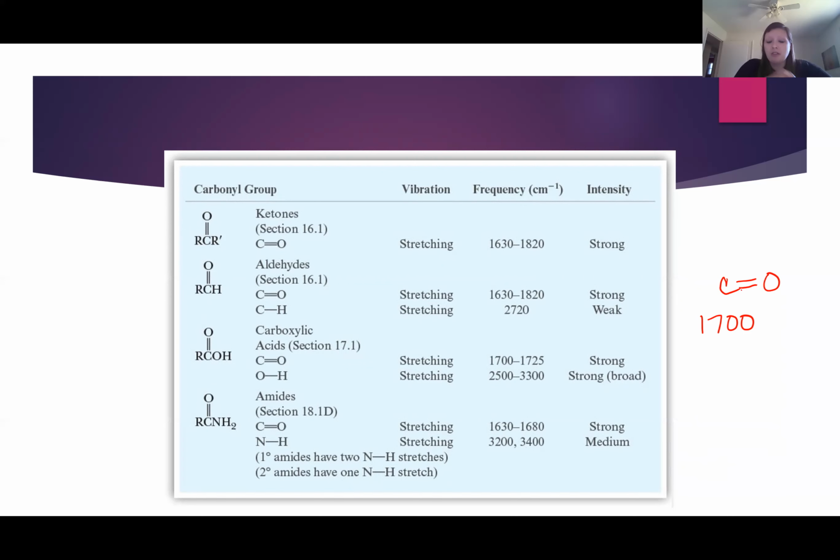You can see in all of these, you get a C double bond O stretch in the 1600 to 1700 region. And again, depending on what it's attached to is where it's going to show up in that region. But if there is a C double bond O in your molecule, you will have a peak at about 1700.